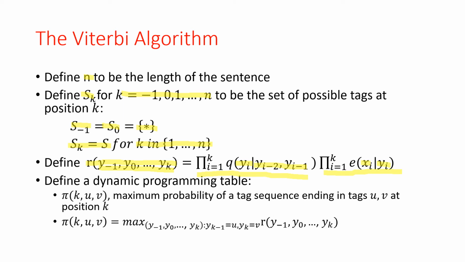And next, for the Viterbi algorithm, we define a dynamic programming table such that we have this pi function. So pi with the input of k, u and v is the maximum probability of a tag sequence ending in tags u and v at position k, which we formally define with the following expression.